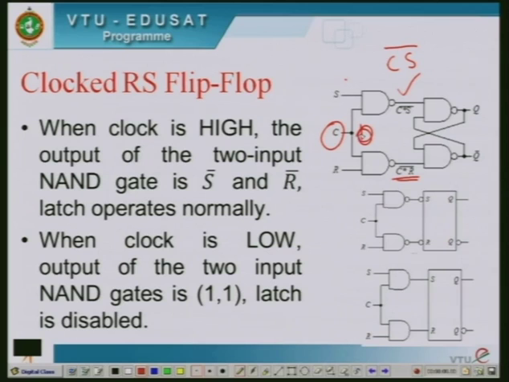If there is a 0 here, whatever is given in S or R would not be shown at the output. The output will not change depending on S or R values. Only for clock to be high, S and R values will be reflected at the output, and this latch behaves exactly similar to what we have analyzed, the basic S bar R bar latch. Whenever clock is low, the output of both NAND gates is 1, and so this latch will be disabled. Please remember that.